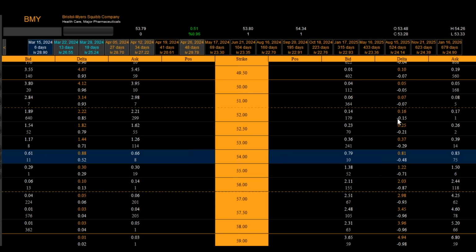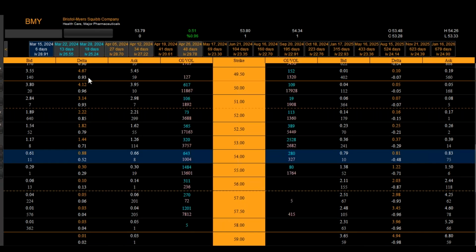This is the call side over here. You can see exactly the same thing. You see the $54 call here was 79 by 83, and the put was 61 by 66 at $54. So that's what you've got here. Now I have one other screen here, and again, these are all your expiration dates up here.